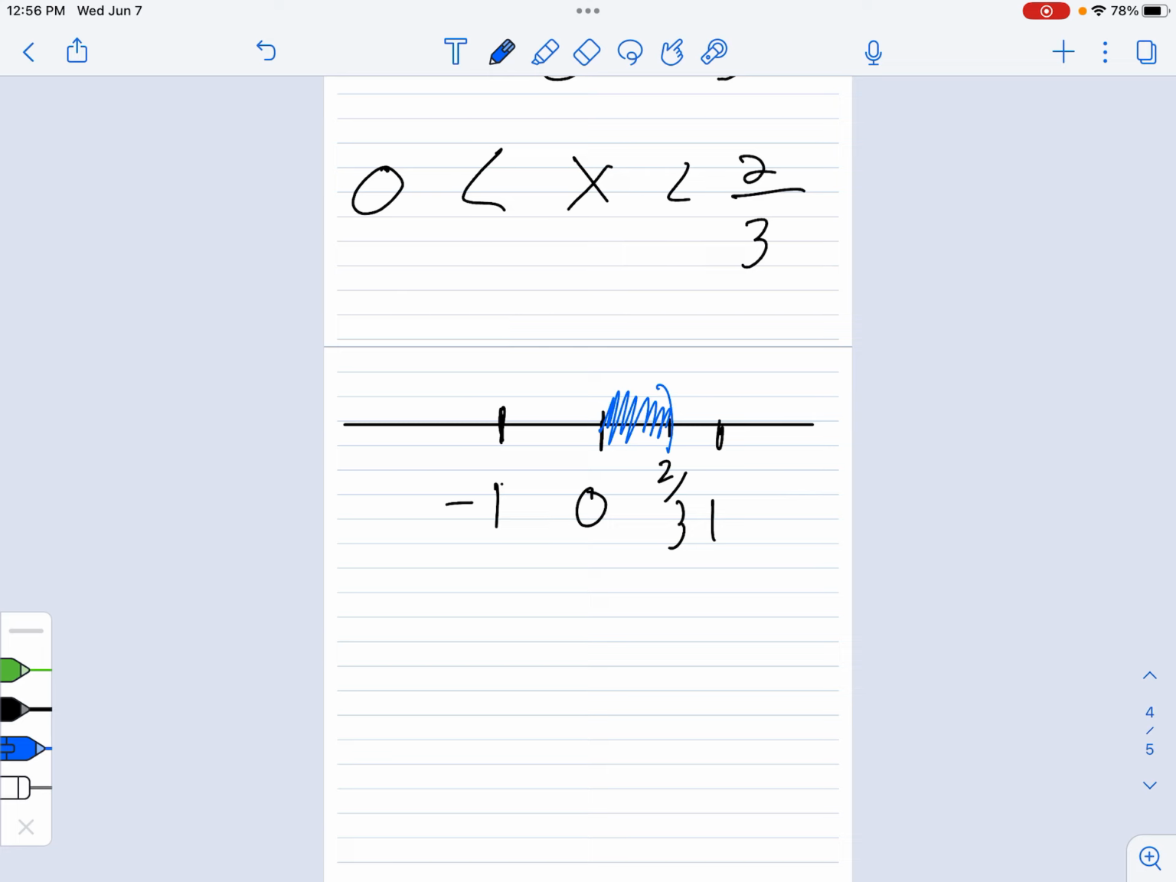And I would put a couple open parentheses around that. It's open parentheses because of the signs that you have here. We are not including the endpoints. The 0 and the 2/3 are not part of the solution, so you have this parenthesis instead of a bracket. If you had a little line under here, then you'd have a bracket, but we do not have that.